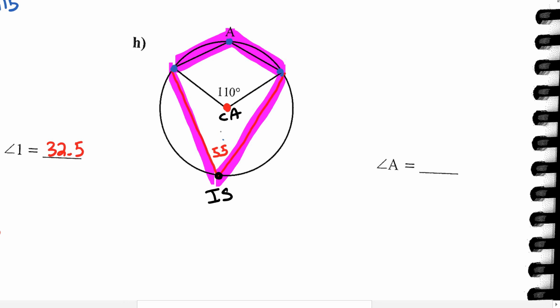So I know that this 55 degrees and angle A, the opposite angle, those two angles add to 180 because all the sides are touching the edges of the circle. So in order to find angle A, it would be 180 minus 55. So 180 minus 55 is going to be 125. And that's how you would solve that particular problem. Angle A is 125 degrees.